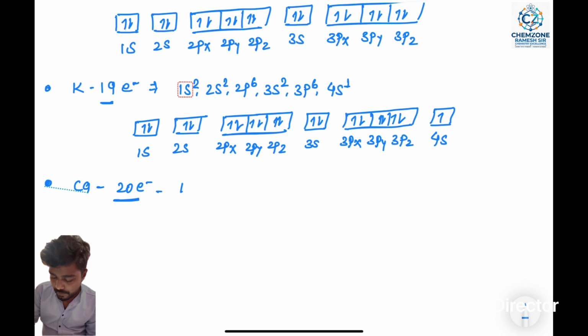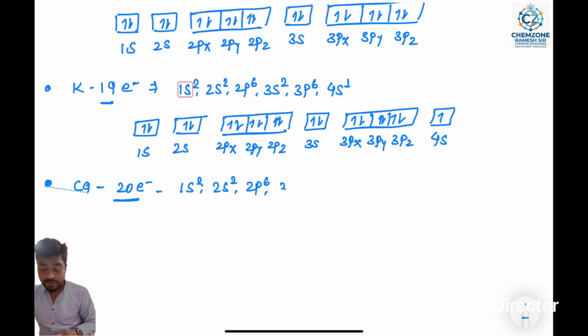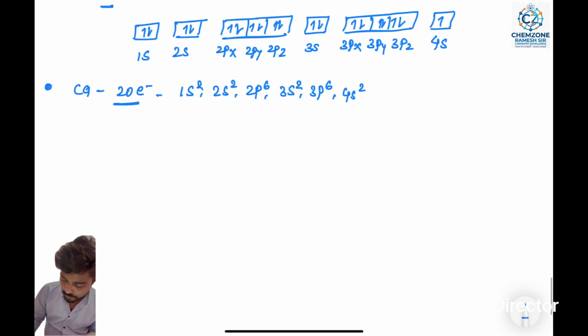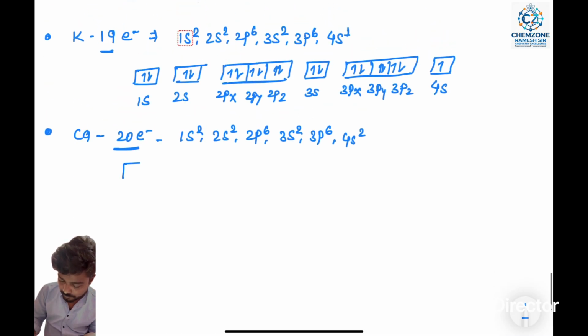Okay, so 1s2, 2s2, 2p6, 3s2, 3p6 and 4s2. Overall, all orbitals are filled with electrons one by one in series. So filling the orbitals with electrons.